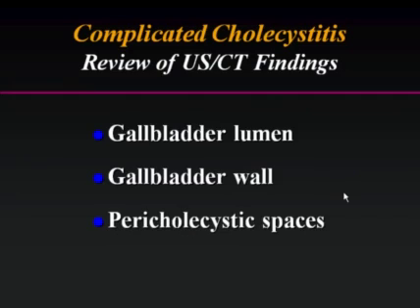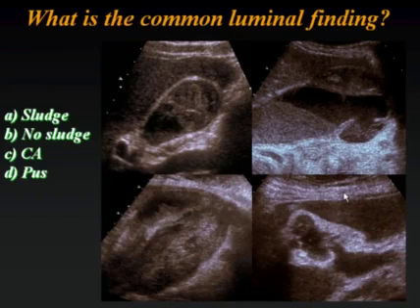So let's now look at the imaging findings, working our way from inside out, starting with the lumen, proceeding to the gallbladder wall, and then the pericholecystic spaces. So let's first take this quiz. What do these four different patients have in common?